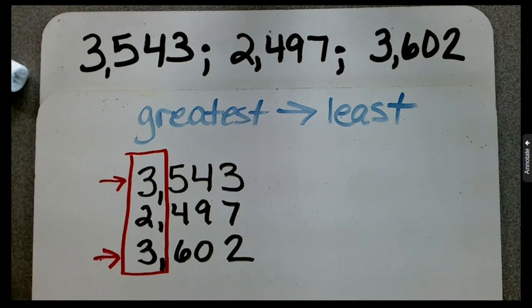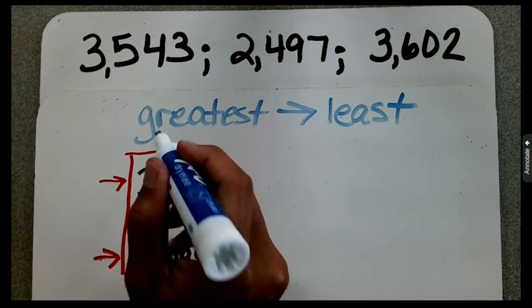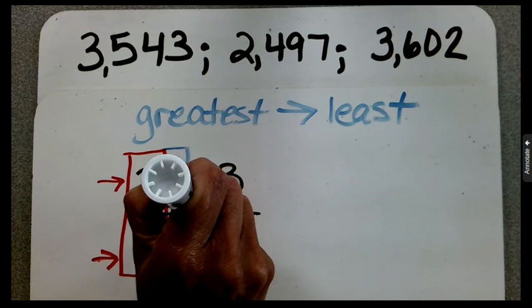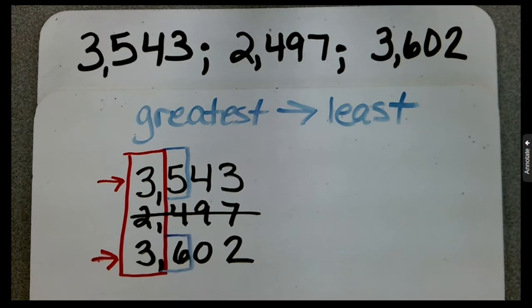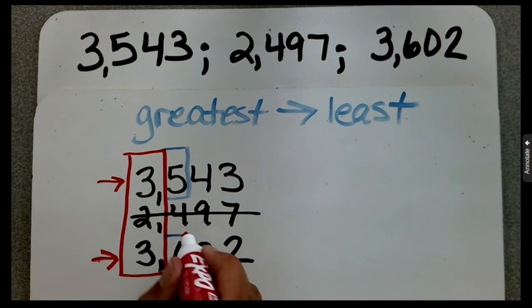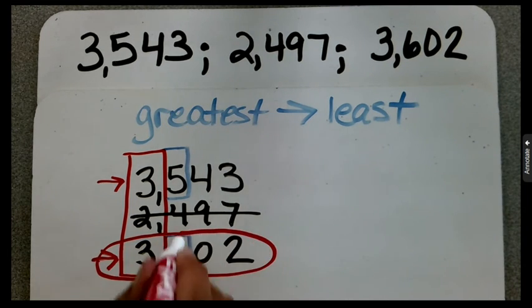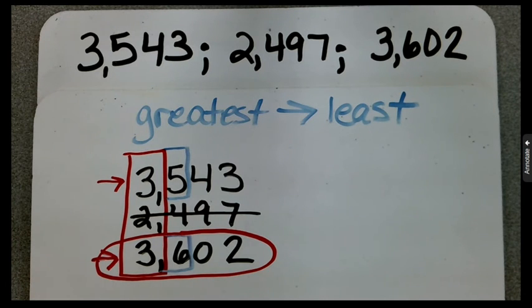So we quickly found that answer. We know we're done with that one. We have to take a look at what's left. Looking at what is left, since these are both the same, we have to go another digit over. In the hundreds column, we have a 5, and then we have a 6. Well, which digit is greater between 5 and 6? 6 is the greater digit. So we know that this 3,602 is the greater number.